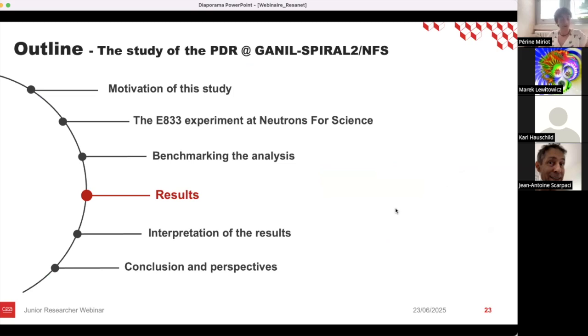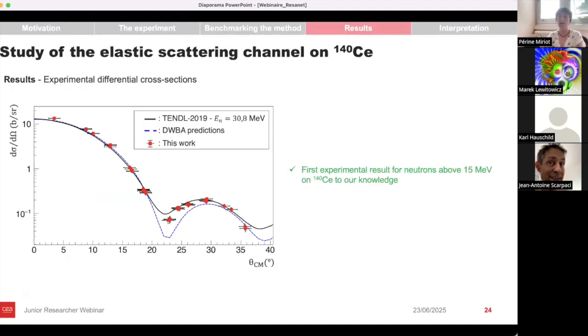So now that I explained the general analysis procedure for this experiment, we can move to the study of interest on the cerium target. So as for carbon, I first started with the study of the elastic scattering channel, of which I show the results here. So again, the red squares are my experimental points. They are compared with values from the Tendl library represented as the black solid line, and with values from DWBA microscopic prediction represented with the blue dashed line. And again, there is quite good agreement between the experimental points and the prediction.